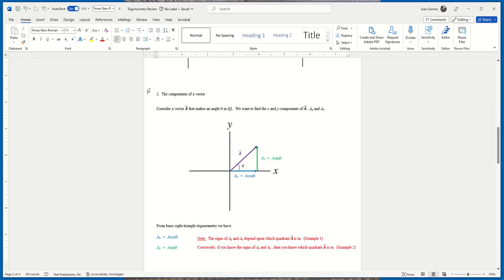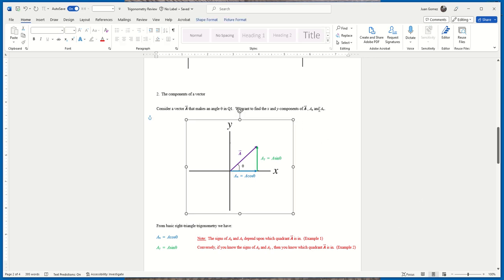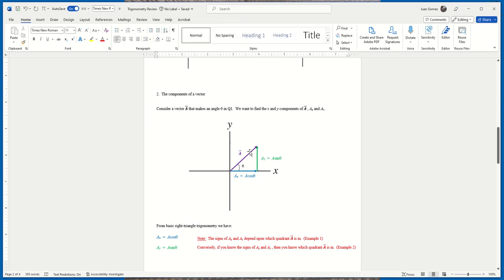Well, now let's look at how we obtain what are called the components of a vector. Let's call it the vector A, and let's assume that the vector A is in Q1. So you can see here's my coordinate system. The vector A is indicated by the purple vector. And remember, theta is what's known as the reference angle. It's the angle that the vector makes with respect to the x-axis. So the vector A is in Q1. That's my angle theta. Well, we simply use just a basic right triangle. We want to get what are called the x and y components of A.